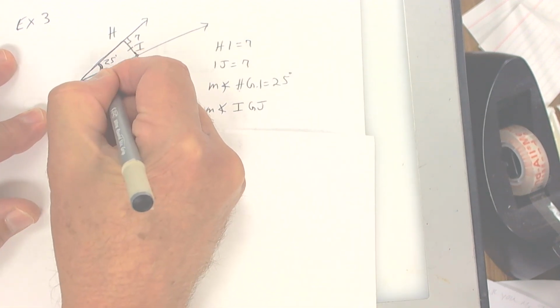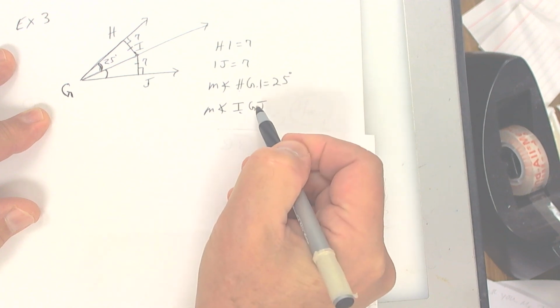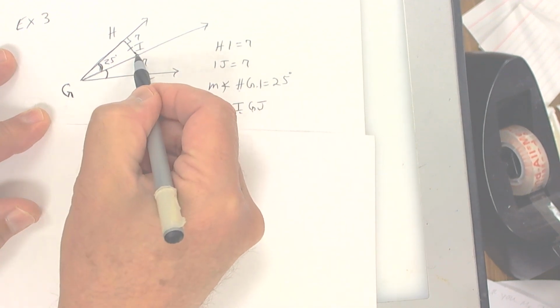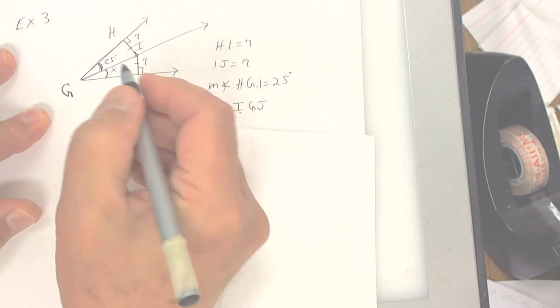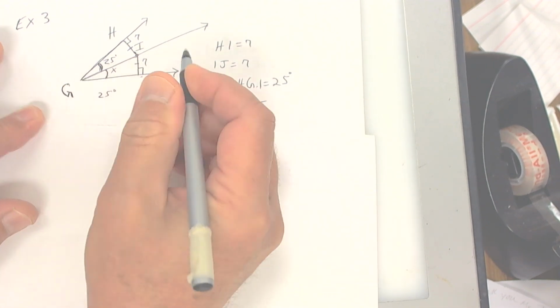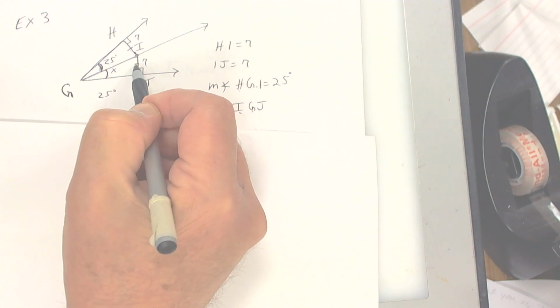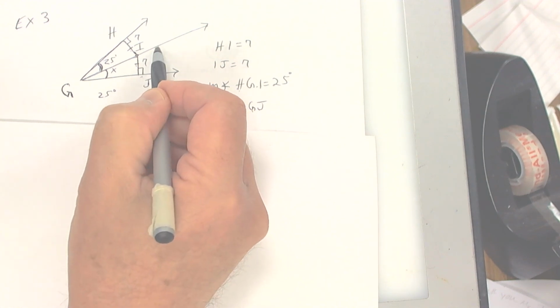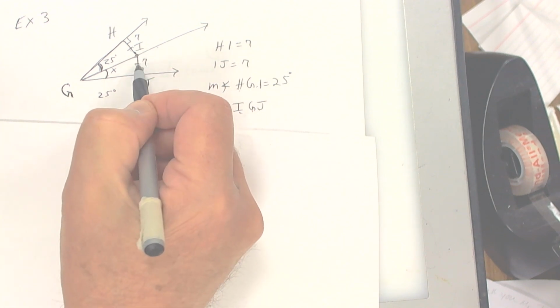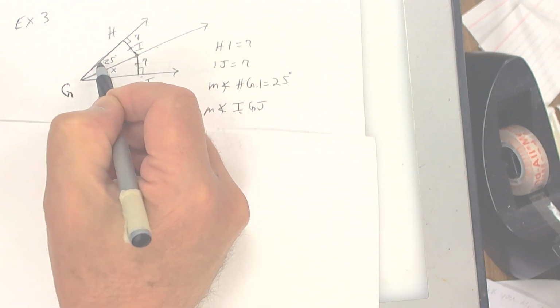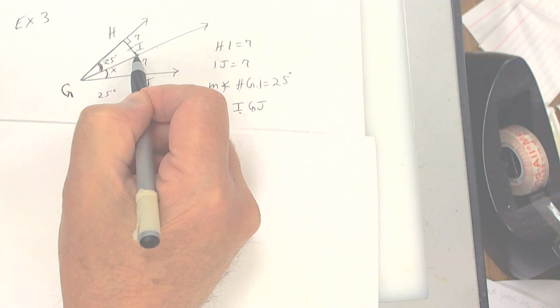So this one, look, IGJ. IGJ is this one. That's the one they want. And that one also has to be 25 degrees because these distances are equal, and therefore it makes it an angle bisector. Okay, that's the converse. If the distances are equal, then it's an angle bisector. If it's an angle bisector, then the distances are equal.